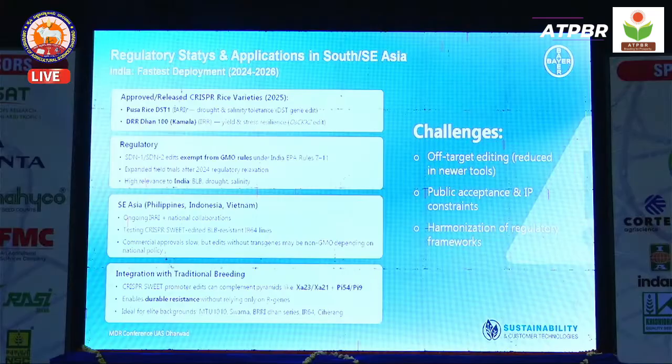These are the challenges. Off-target editing is reduced in newer tools. So this is reduced now. Public acceptance and IP constraints. This is one of the biggest challenges. And harmonization of the regulatory framework. But we all are working together to overcome these challenges. I am sure within a few years it will be overcome.